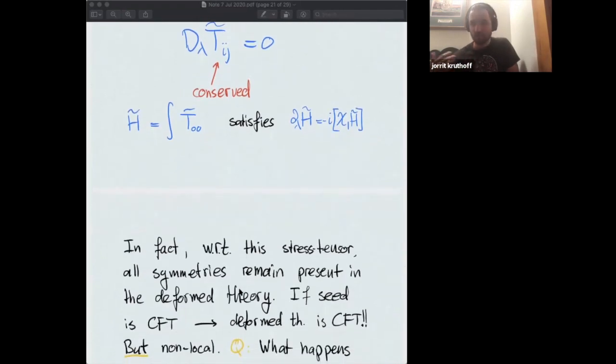That means that if I start with the CFT, then with respect to the stress tensor, the deformed theory is still a CFT. It's sort of a non-local CFT, and because this stress tensor is non-local, it's a bit unclear what it means precisely. But yeah, it's an operator that you can define in the theory and has the same symmetries as the original Hamiltonian, or the original stress tensor.